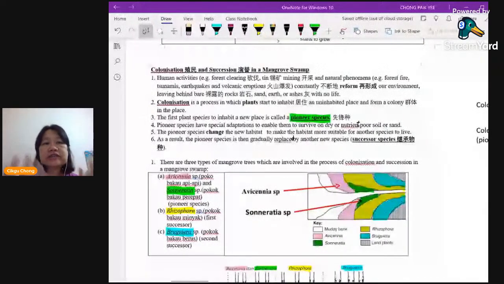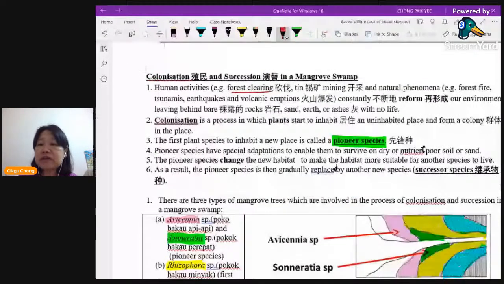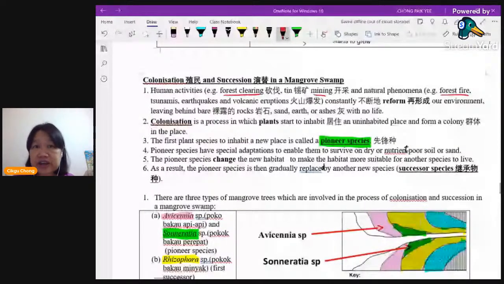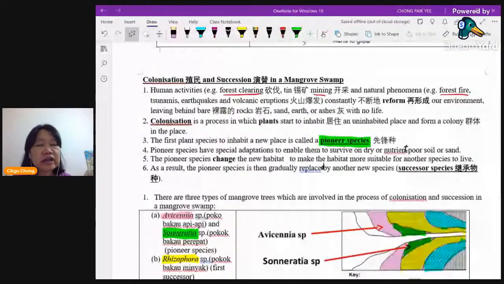All right, so you see, human activities, when we clear the forest, when we clear an area for tin mining, or maybe a forest fire. In Australia, last year you had this forest fire. The fire just started because it was so hot, and it kept on burning and cleared the forest, so it's like empty. Everything is burned down, but it will not stay empty forever. There will come a time when some plant will start to grow there.